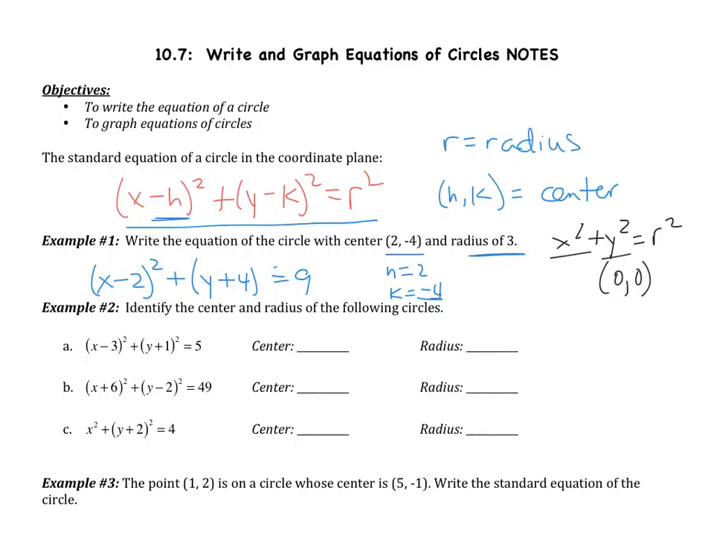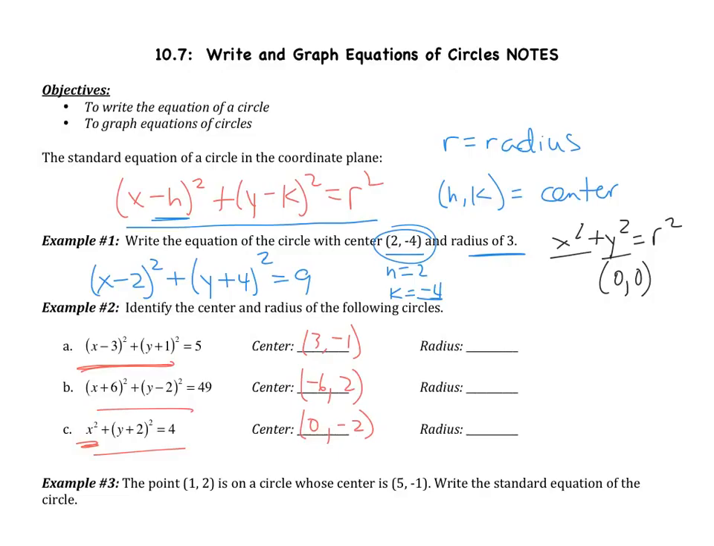Okay? So big thing that you have to understand is that your parentheses are always going to be the opposites of the numbers that they give you for the center. Okay? So an example down here for number 2 is for you to just go the other way and to practice that idea of the opposites. So our center is going to be at (3, -1). It's going to be at (-6, 2). It's going to be at (0, -2), because nothing's being added or subtracted to x. So just understand it's always the opposites.